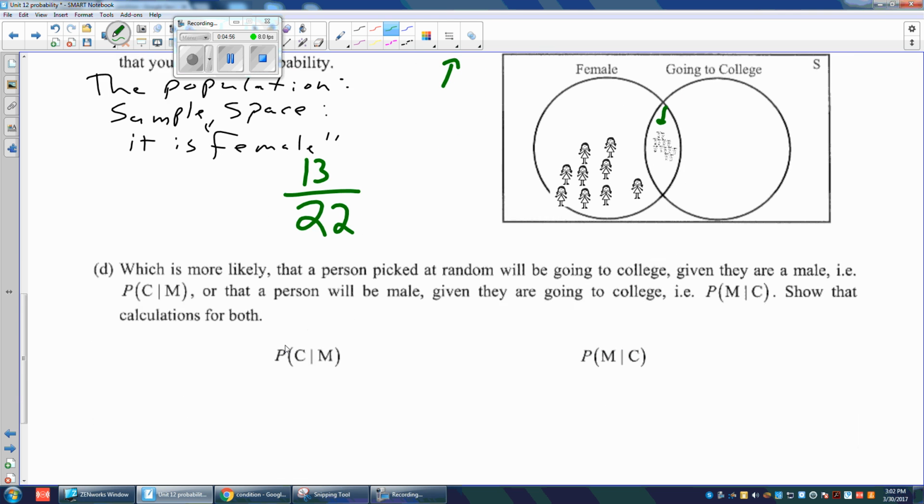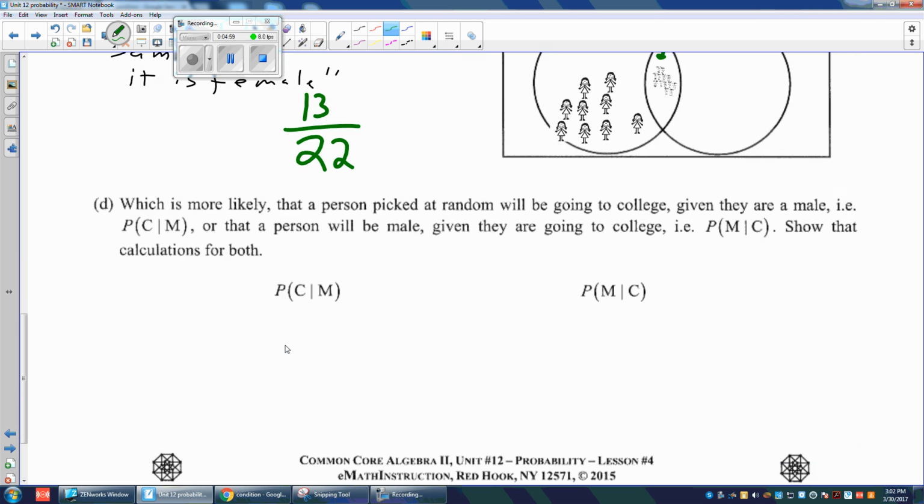Which is more likely? A person picked at random will be going to college, given they're male, for example, probability college given male, or the person will be male given they're going to college. Show the calculations for both. Do you notice? This is my whole population. Which is more likely? The person picked at random will be going to college given they're male. So I'm only going to look at males.